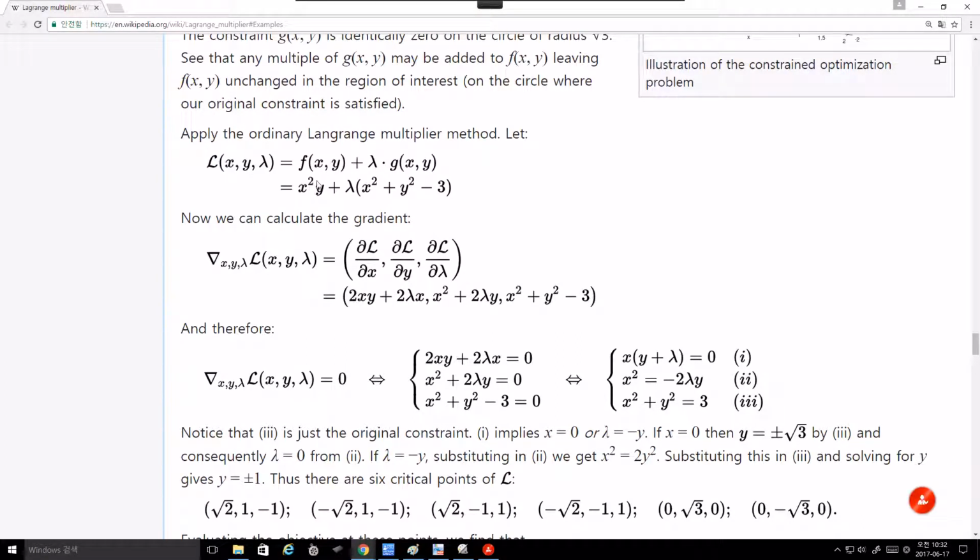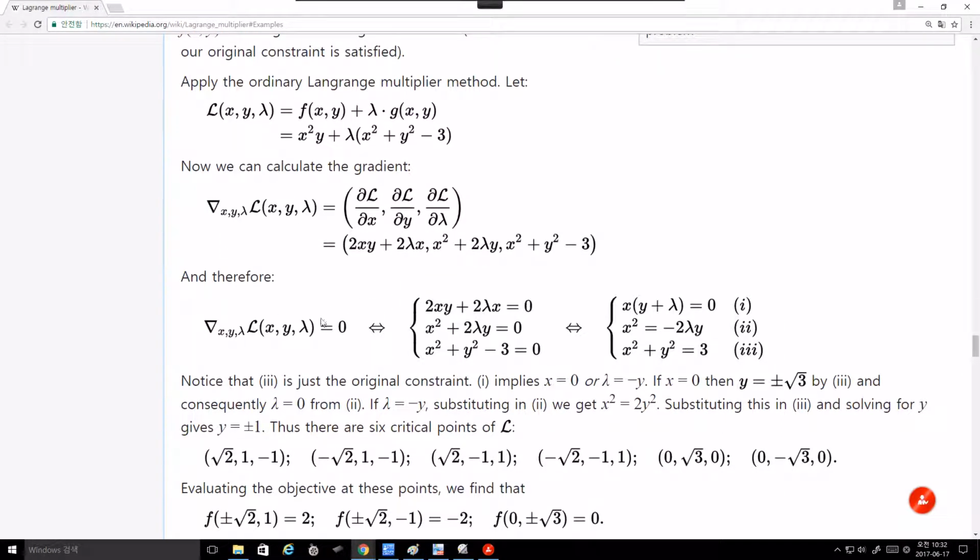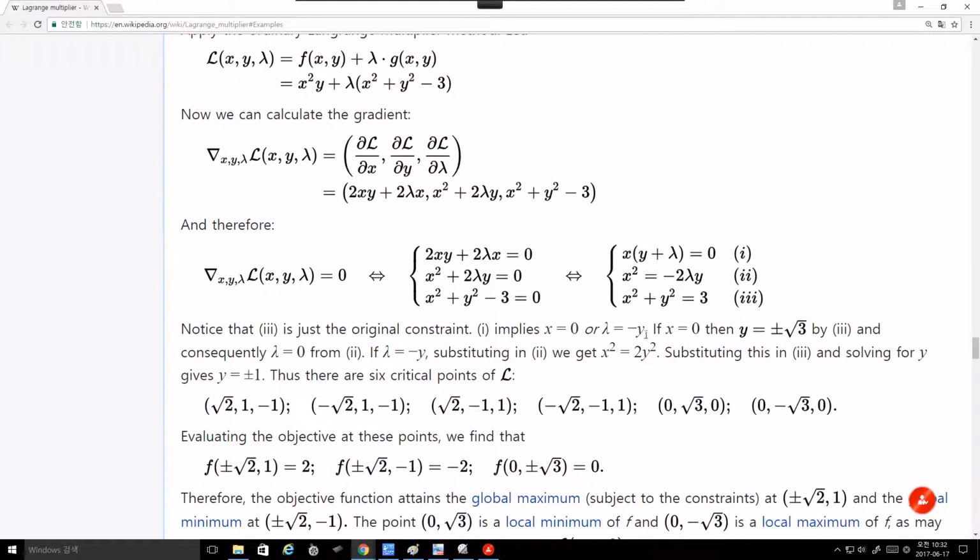If we take the Lagrangian, it's y, then x squared, plus again 2 lambda y. If we take the partial derivative with respect to lambda, we have only this, the constraint. Therefore, the gradient of the Lagrangian equals 0 means that we have this one and this one. If we divide this one and manipulate it, it is basically the same as this one. So we have 3 equations and 3 unknowns, and we can solve it.